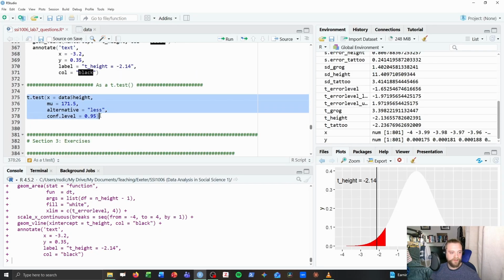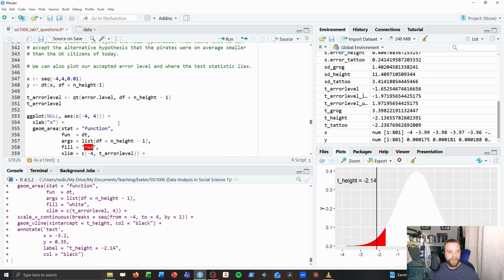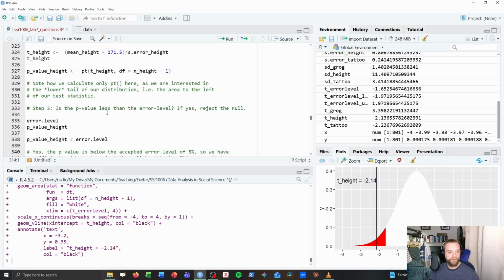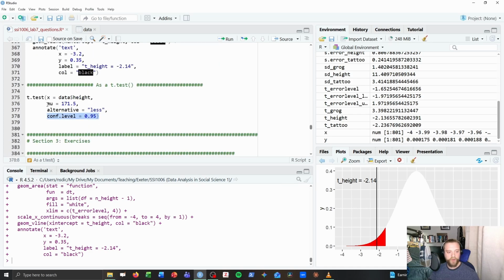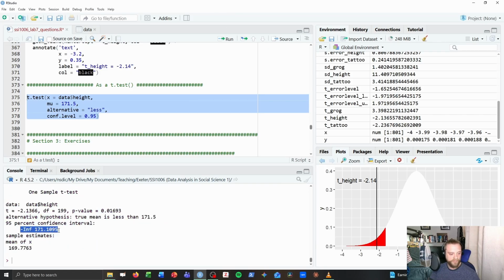And as a test, you can see this again. All we have to adjust is just a couple of parameters here. So our t-test this time, our x is height. Our mean is 171.5. And instead of greater here, we've just got less. And again, our specified error level here of 0.05. We want to align our confidence level with that. So if our acceptable error is 0.05, our confidence level should be 0.95. And again, we get the same t we just calculated, the same degrees of freedom, the p-value that we just saw there.